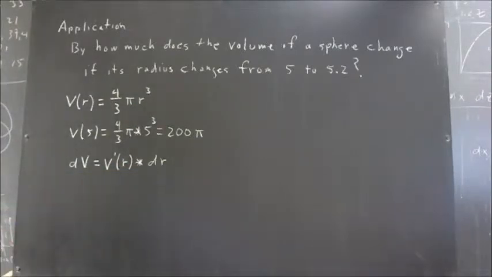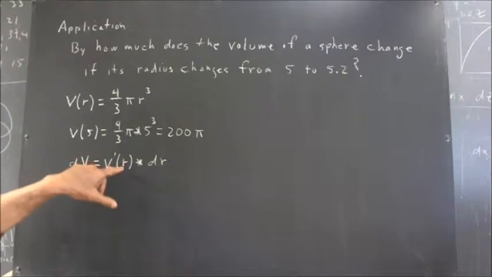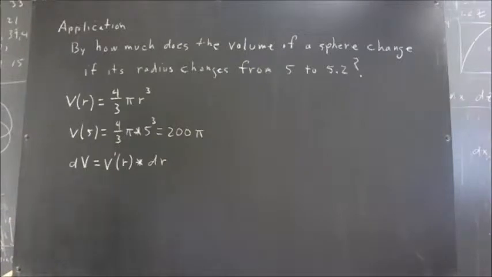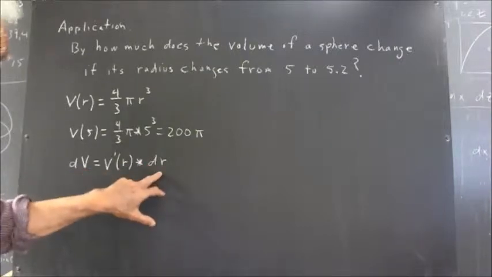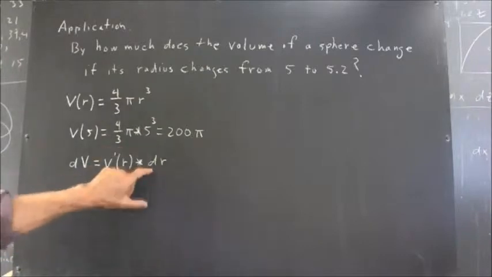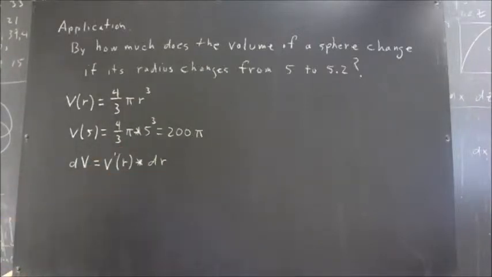Now the idea is really pretty simple. The derivative of the volume is the rate at which the volume is changing. So the derivative of the volume as a function of r with respect to r is the rate at which volume changes with respect to r. And if you know what that phrase means, you know that if you multiply that rate of change by the change in r, you're going to get something close to the change in V, assuming that dr is small enough. And we're going to talk a little bit about what that might mean.